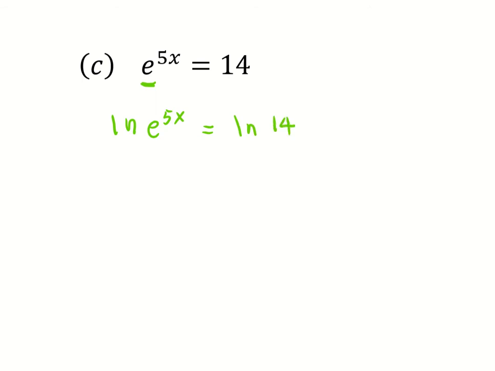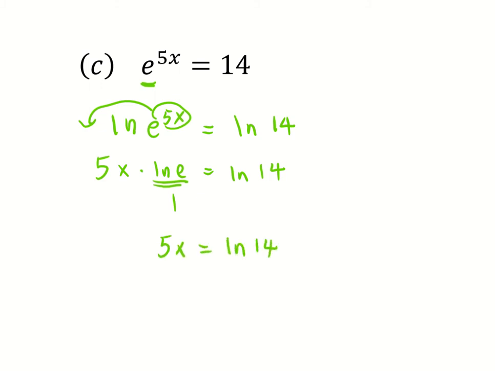Why is this easier? Well, check this out. You can move the 5x to the front. 5x times ln of e equals ln of 14. Well, ln of e is just 1. Right? So the left side becomes 5x. 5x equals ln of 14. So the exact answer for this equation is ln of 14 divided by 5. Or you can say it's 1/5 times ln of 14 if you want.